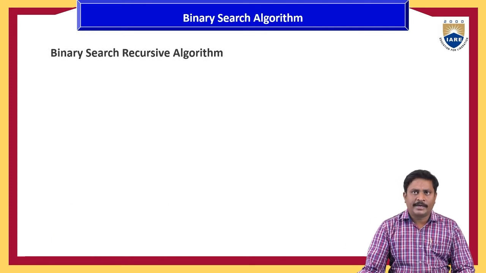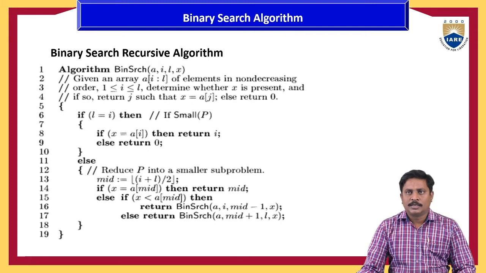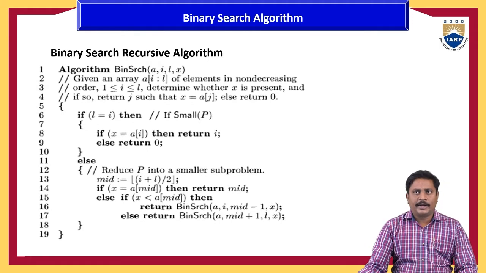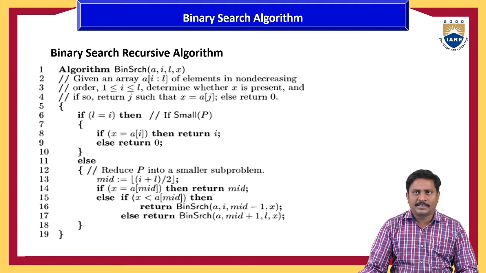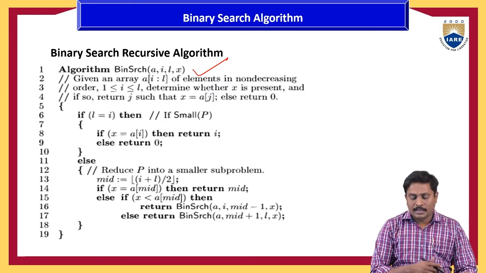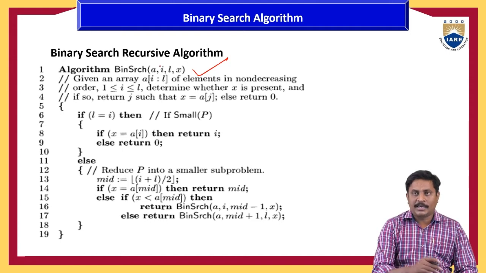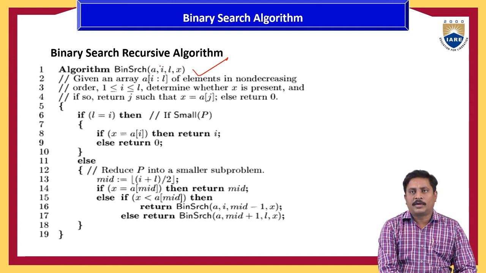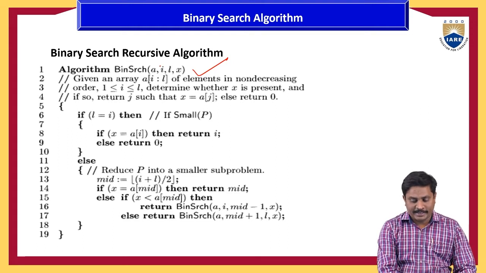Next, binary search algorithm. First we discuss the binary search recursive algorithm. Algorithm BinarySearch(A, i, l, x). A is an array of elements, that lies between i to l, and x is the element we are finding.